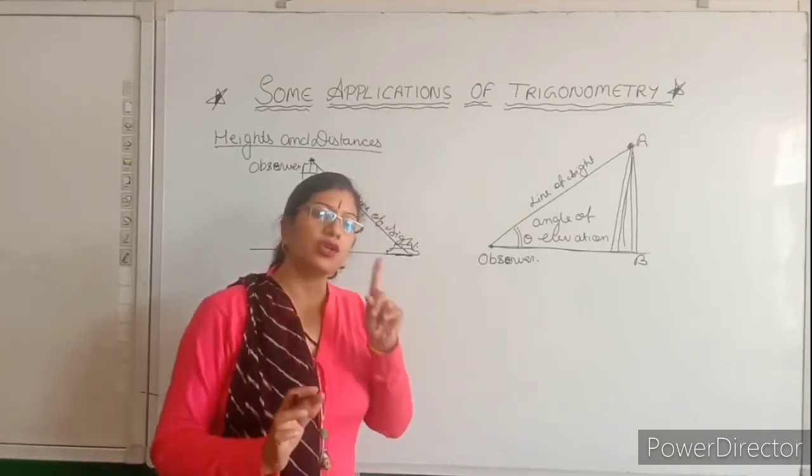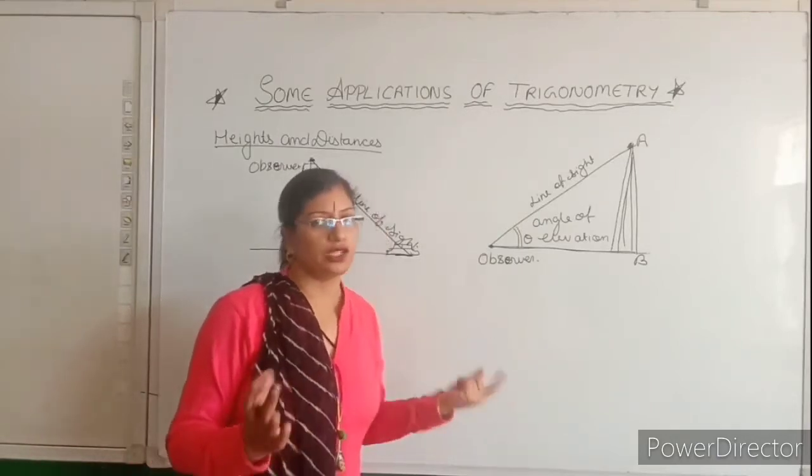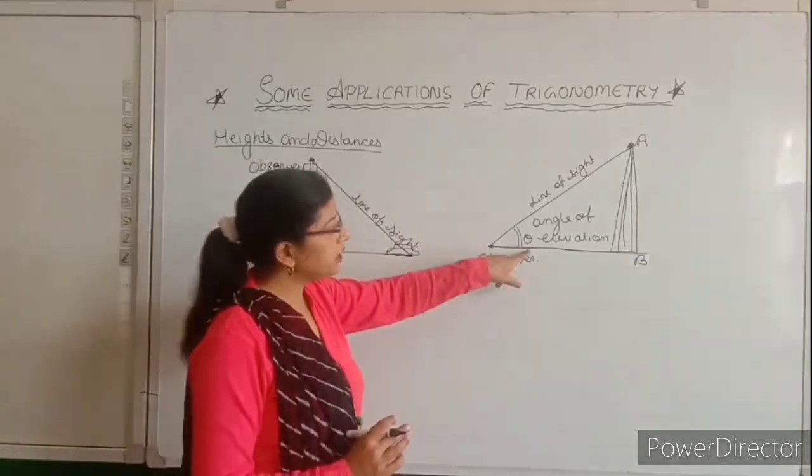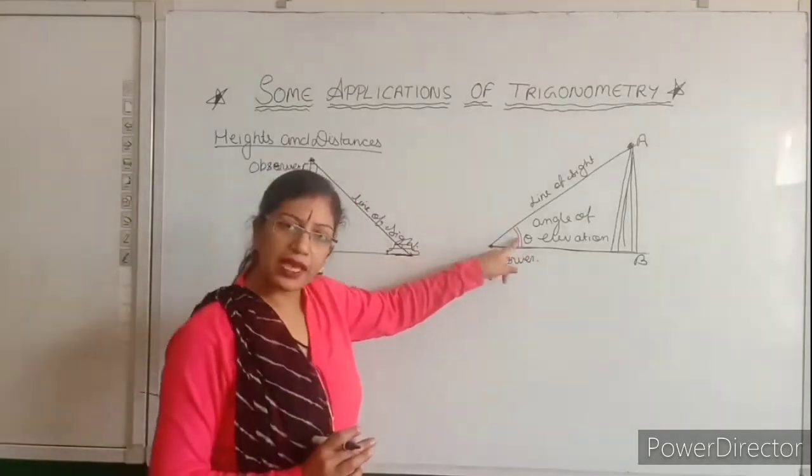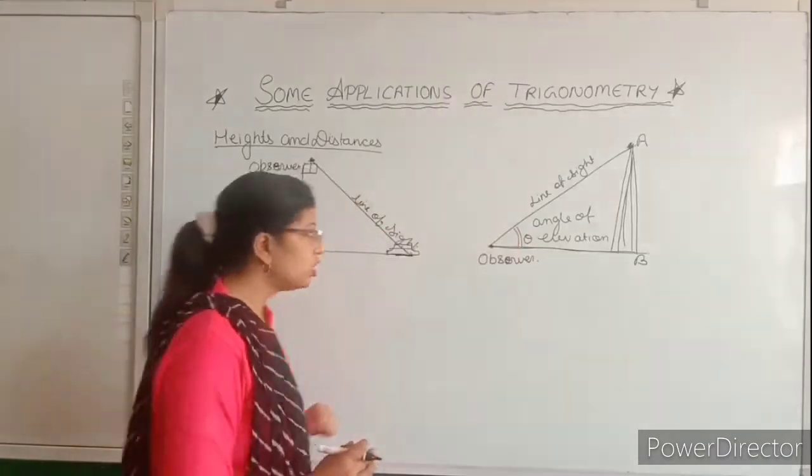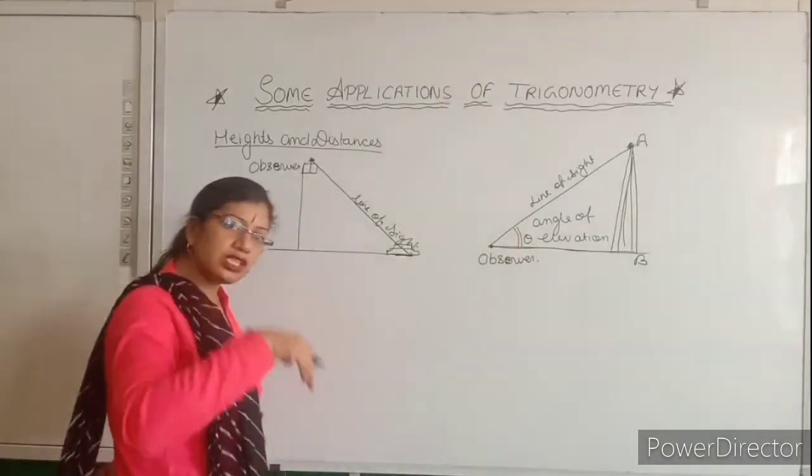Only remember this, horizontal होना चाहिए और line of sight होनी चाहिए. अब यहाँ पर तो horizontal ये है, line of sight ये है, दोनों के बीच में एंगल है, ऊपर को बन रहा है angle of elevation. अब angle of depression होगा जो नीचे को एंगल बनेगा.